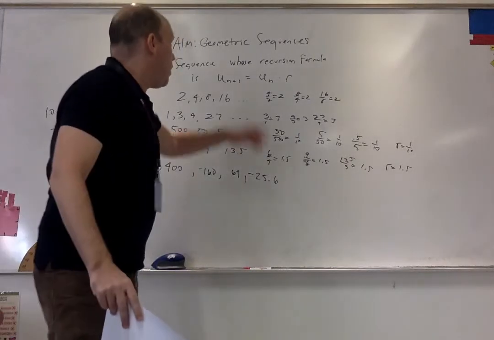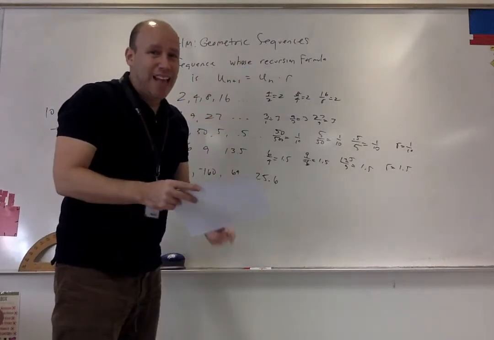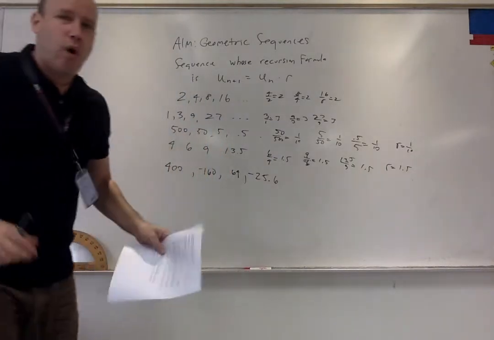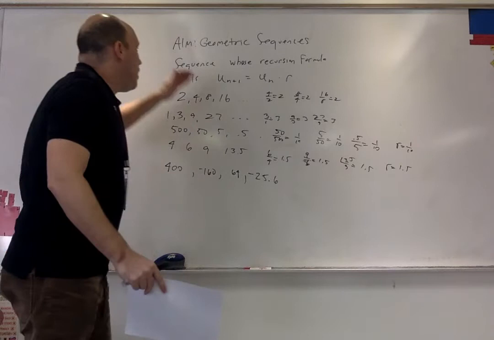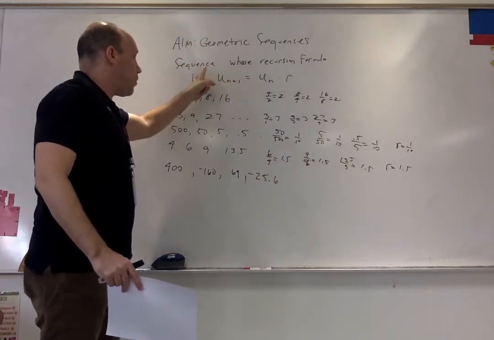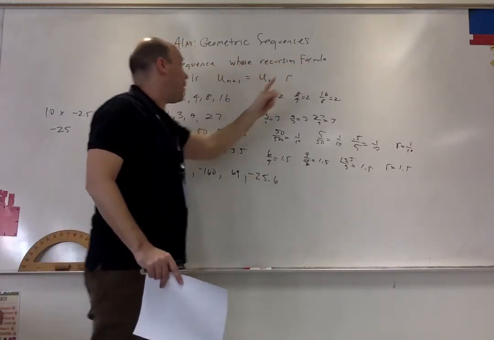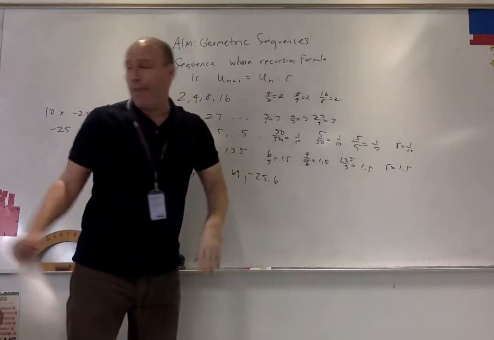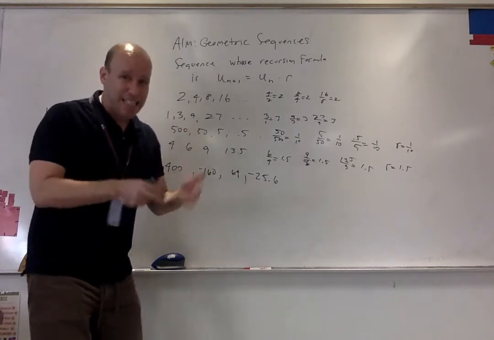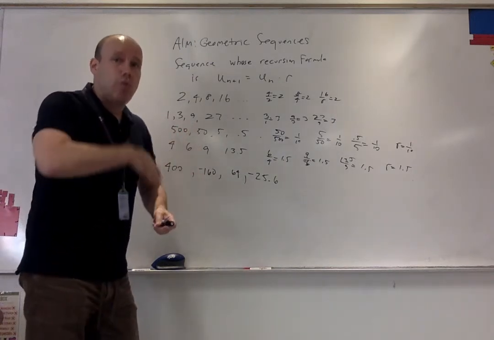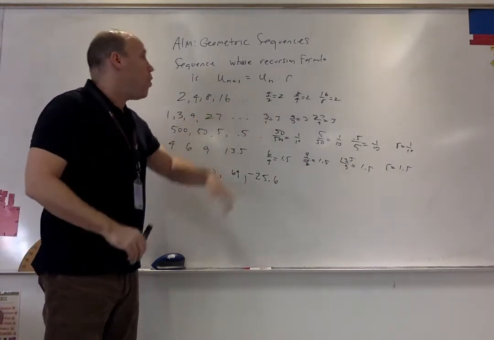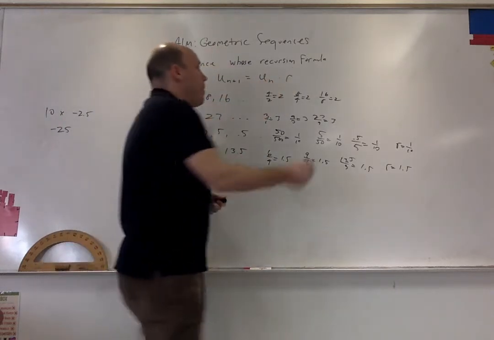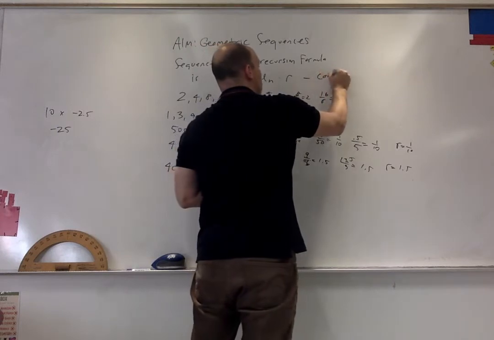Okay, we're going to do geometric sequences, and I feel like I've taught this lesson over and over again. It's the same thing, but anyway, a geometric sequence is a sequence whose recursion formula is u of n plus 1 equals u of n times r. We've gone over this: with arithmetic you add or subtract to get to the next term. With geometric, you're multiplying or dividing to get to the next term, and this is known as the common ratio.